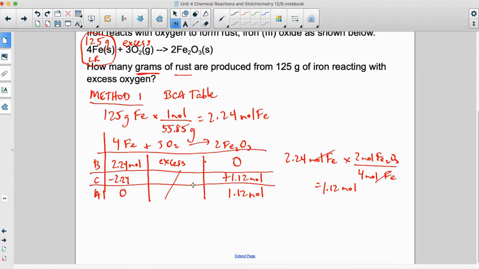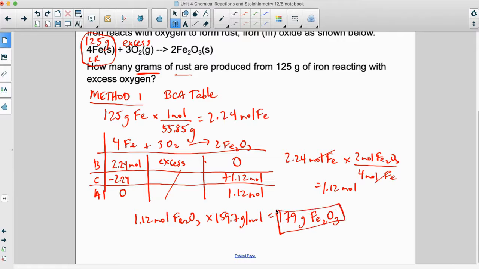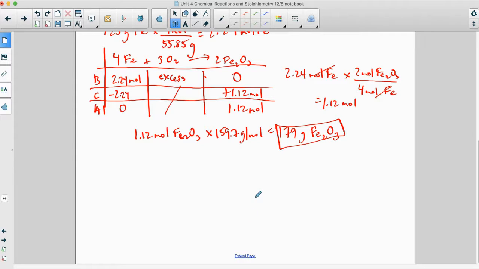They're asking for the grams. So I now just need to take my 1.12 moles of Fe2O3 and multiply by the molar mass of iron(III) oxide, which is 159.7. And when I multiply this out, I get 179 grams of Fe2O3. Okay, so that's our first method. That's using our BCA tables just as before.